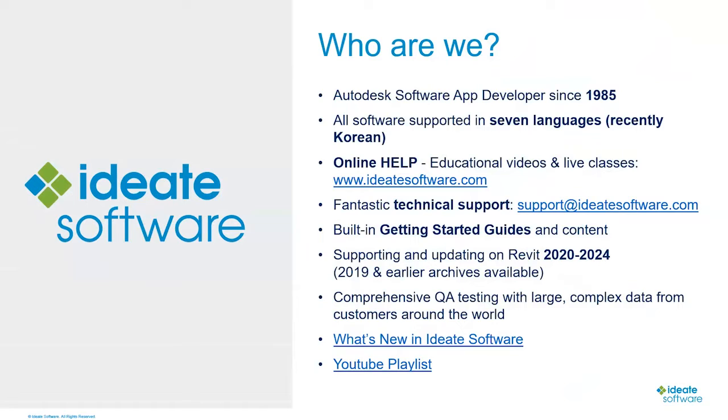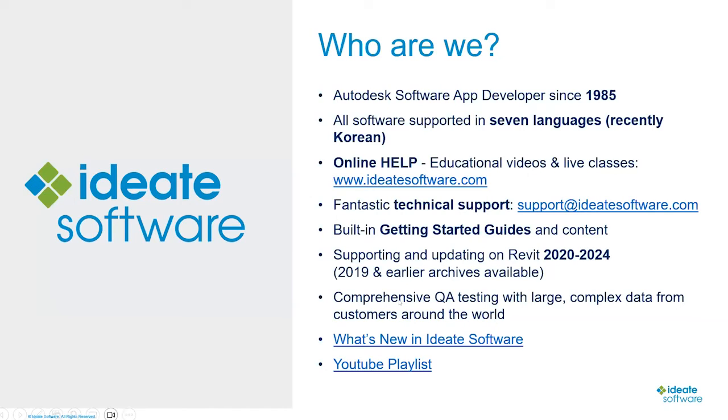We are developing on the last 4 releases of Revit. So when you go to our software solutions page, you can download the latest and greatest for Revit 2020 through 2024. Now, that doesn't mean that earlier versions aren't available. It's just that we've archived them and we're no longer developing new features on, as an example, 2018 or 2019.